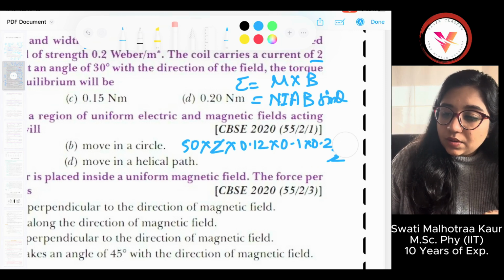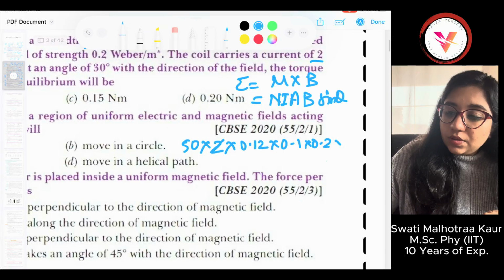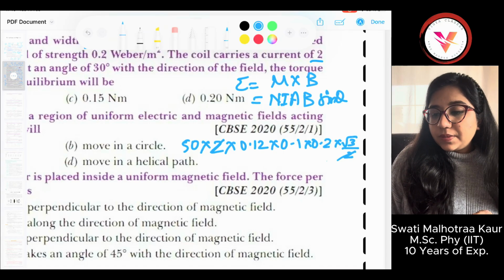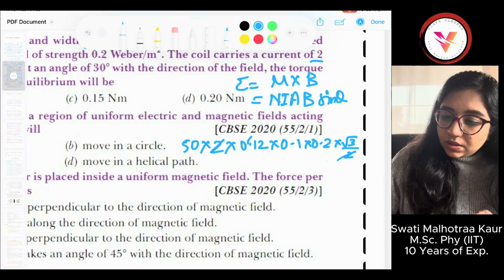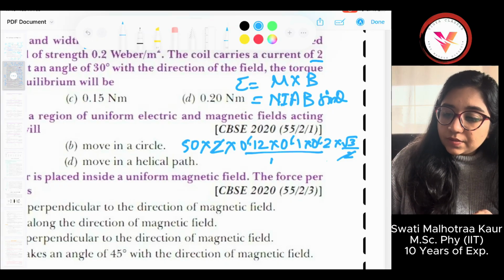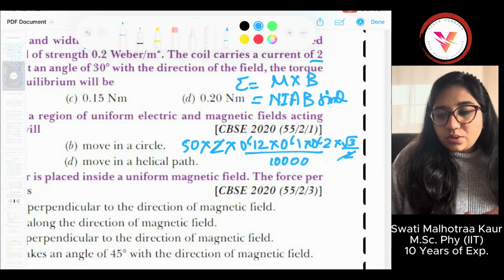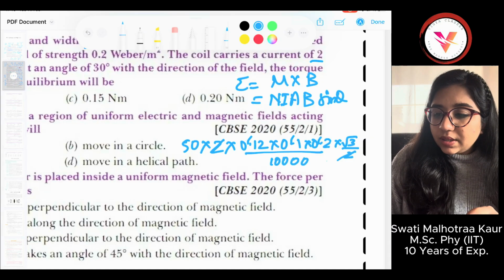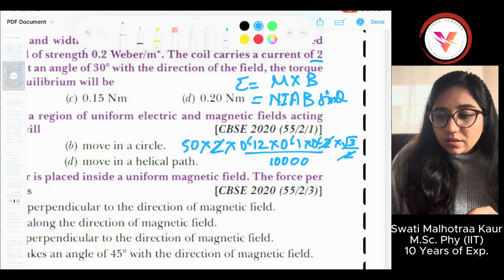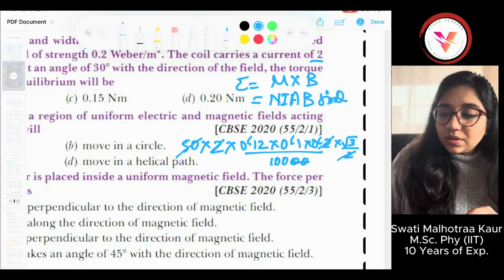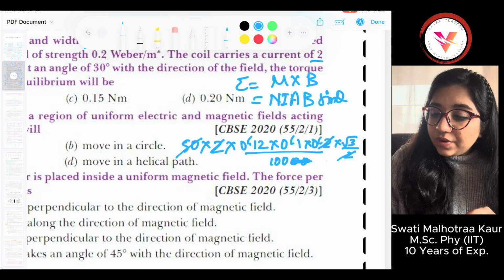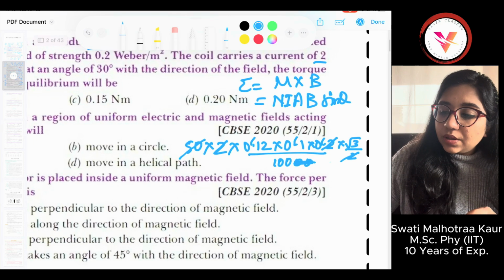Okay, wait. Into root 3 by 2. This 2 and 2 cancel each other. And let's count: 1, 2, 3, 4 zeros. And then 5 twos are 10. 2 into 50 is 100. So you are left with 12 and root 3.